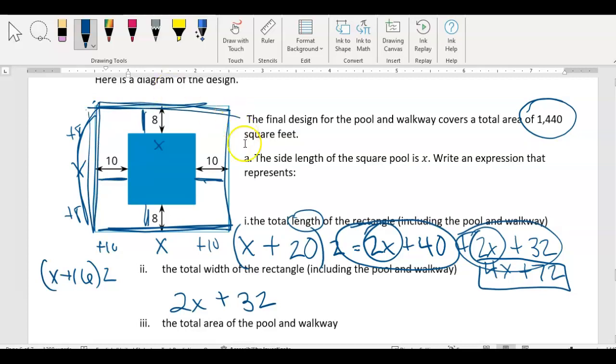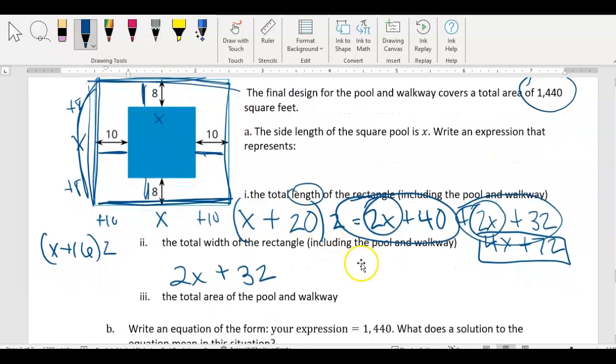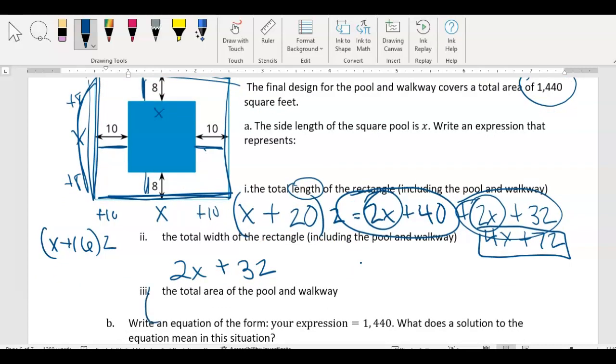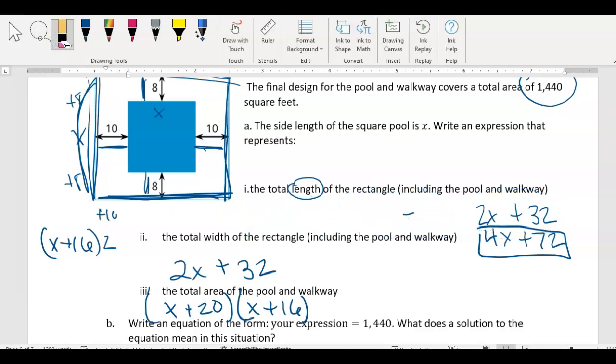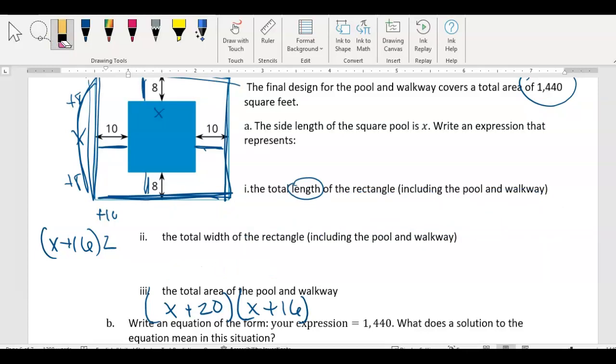All right, so then the total area would need to be one side times another side. So one side times another side means that I'm doing x plus 20, because that's one side, times x plus 16. So here, Miss Lee was calculating perimeter, and I was jumping a little bit too ahead of myself. It just wants the length of this, so the length here is x plus 10 plus 10 is 20, and then the width here is x plus 8 plus 8 plus 6, which is 16.